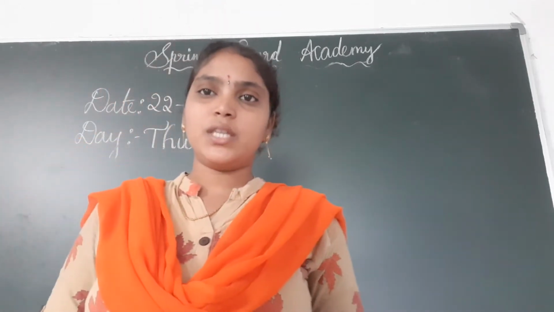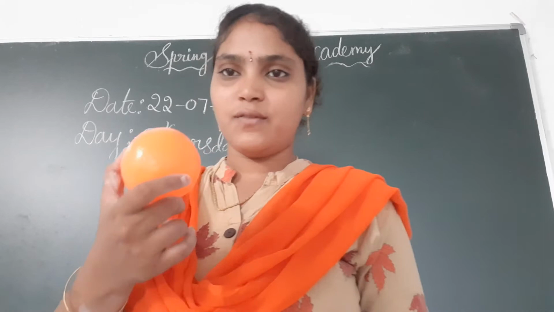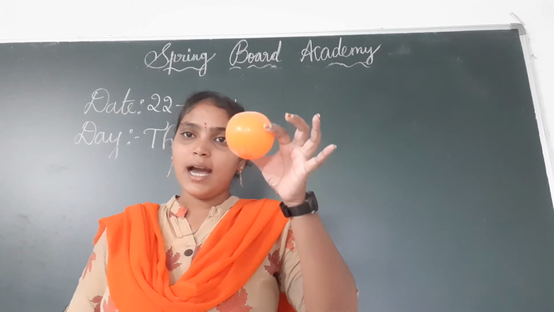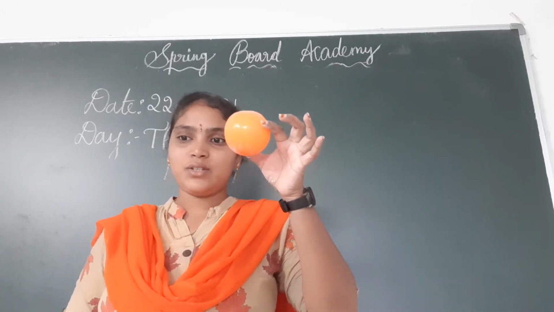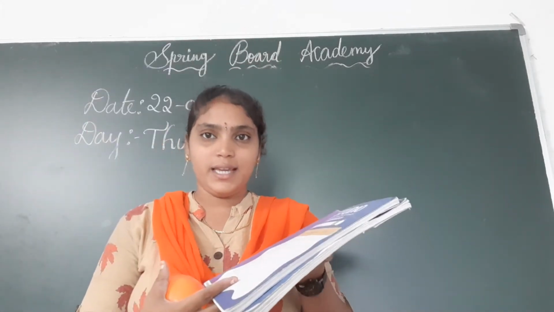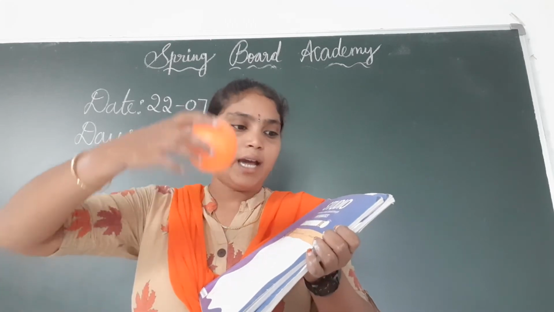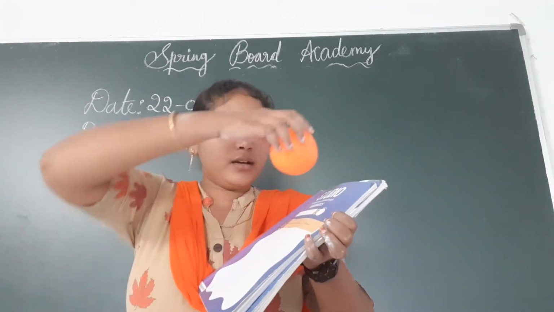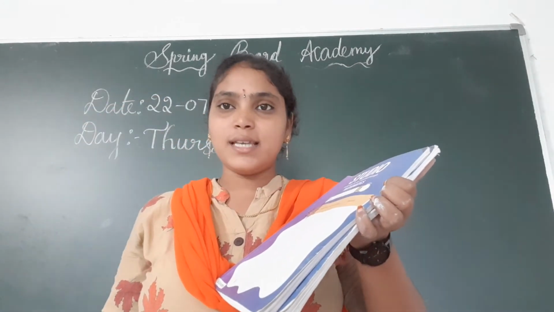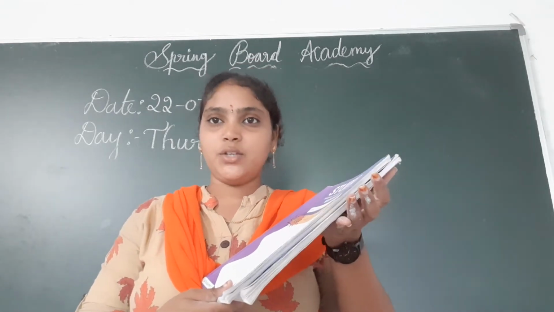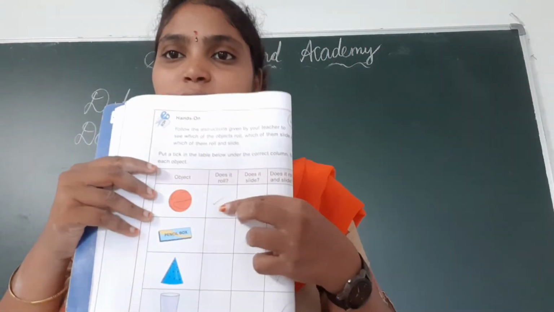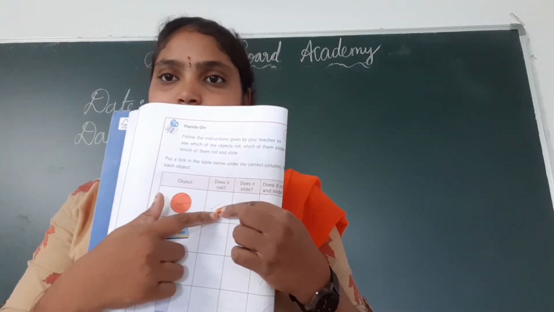Okay children, first observe the first object. Here is given a ball. Shall we check, children, whether it rolls, slides, or both slides and rolls? Now I leave this ball. You have to check whether it rolls or slides. Yes, the ball rolls. So everyone tick in this box. The ball rolls only, children.